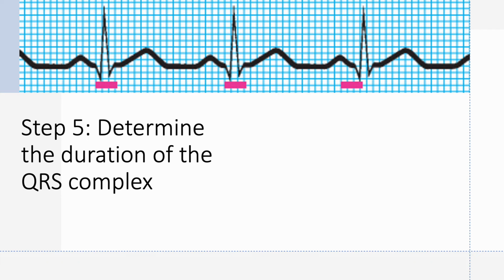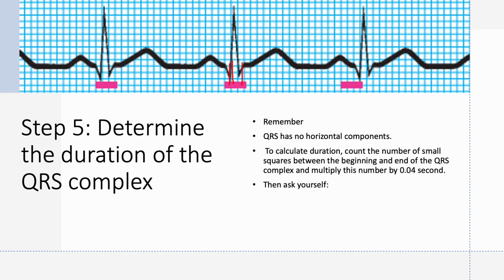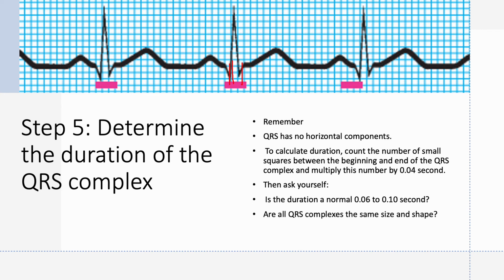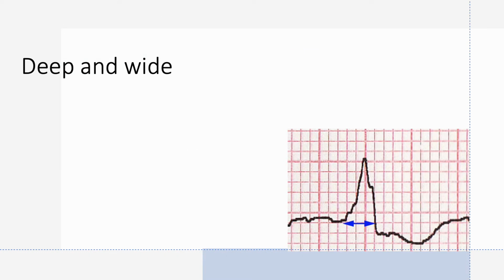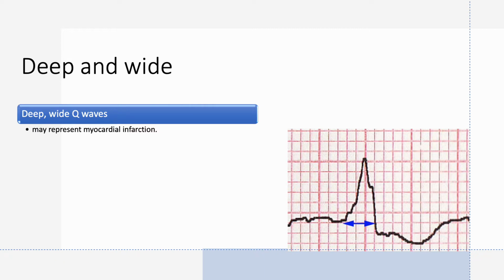Here also just count the small boxes and multiply it by 0.04. Remember, there's no horizontal component in these QRS complexes. Then ask yourself, is the duration normal, and are the QRS complexes the same size and shape? Does a QRS complex appear after every P wave? The QRS complexes may be deep or wide. The deep wide QRS waves may represent myocardial infarction.